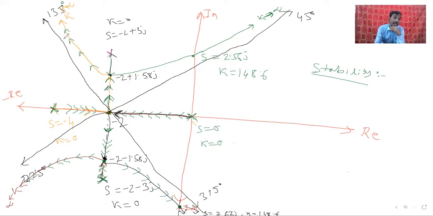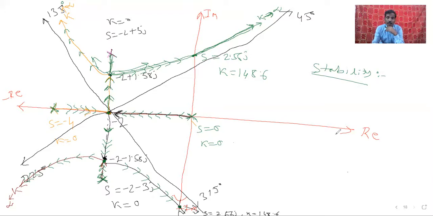And also this is the right-hand side of the s plane, so the stability increases. But for the pole s equals minus 2 plus 3j, the direction of this is stable, but the stability decreases. And at this point, this is the marginally stable point, s equals plus 2.56j, K equals 148.6. After this point, the direction of this pole is parallel to the 45 degree asymptote, and the stability of this pole decreases. Also vice versa, if this pole takes this direction, or this pole takes that direction. So this is the stability of the root locus.